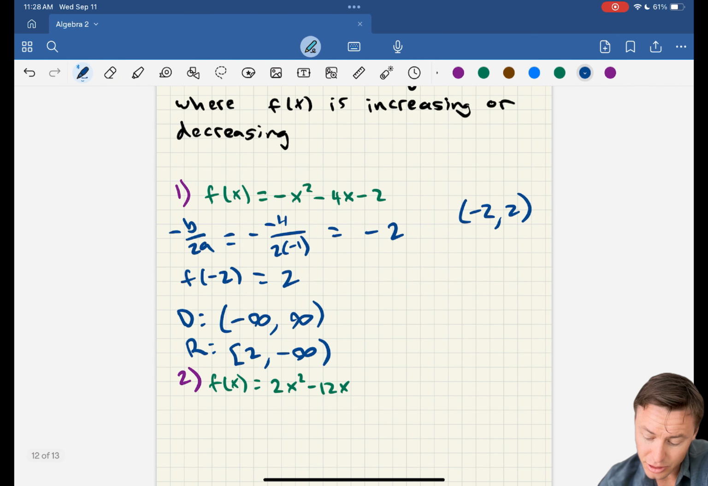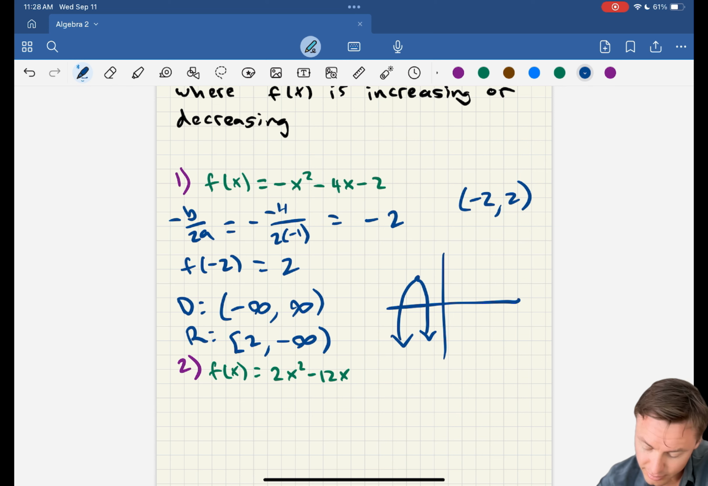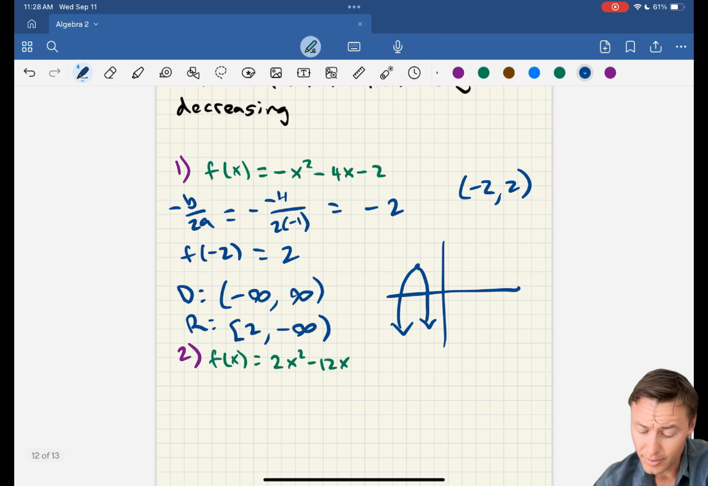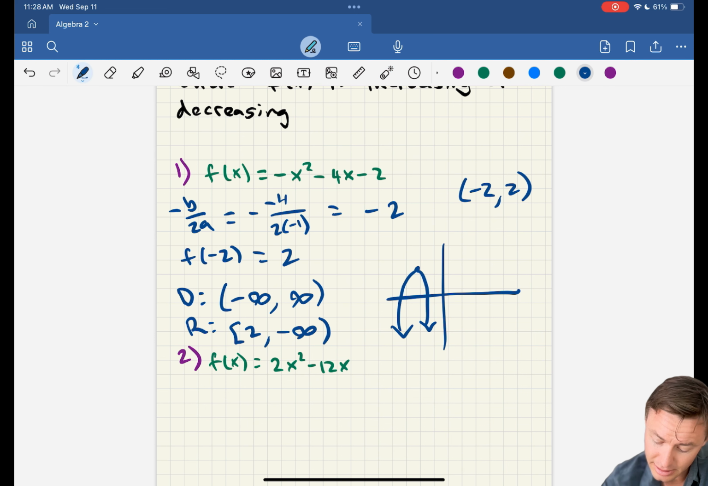Now, this function, let's do a quick little sketch of it. We know the vertex is at (negative 2, 2), so something like that. And we'll pretend it looks like that. It's asking, where is it increasing or decreasing? Okay, so it's increasing as you go this way. So you always read from left to right. And from left to right, it's increasing right here. Once you get to the vertex, it starts decreasing. Okay, so we would say that it's increasing.